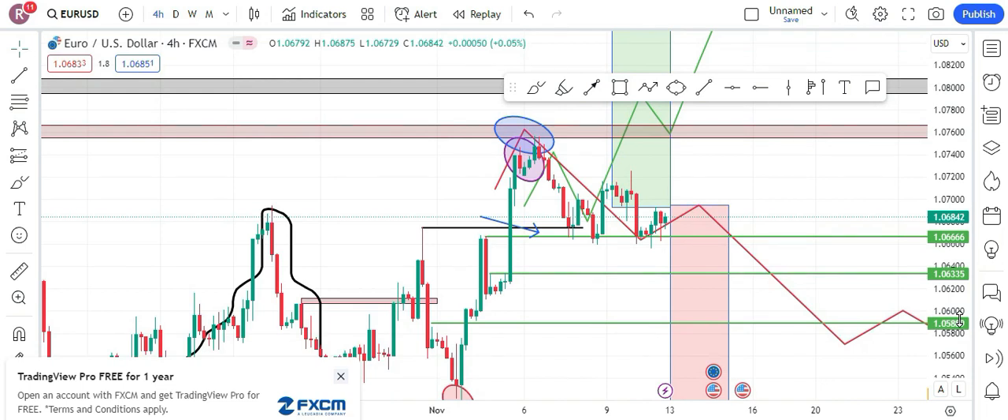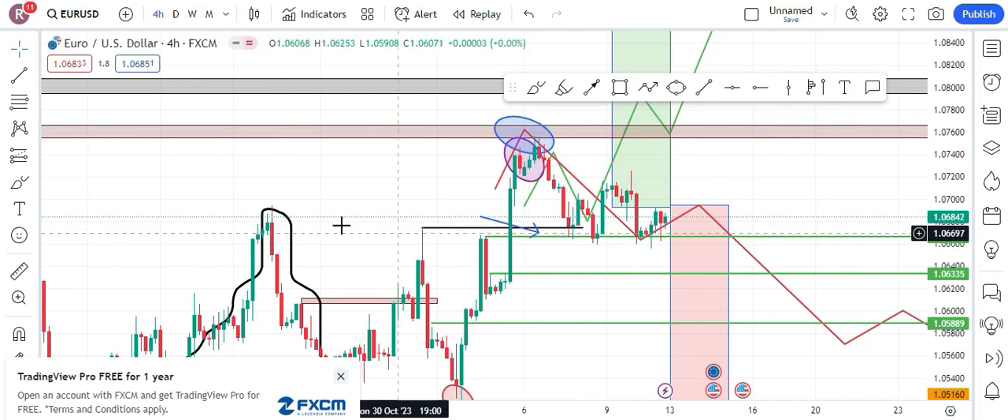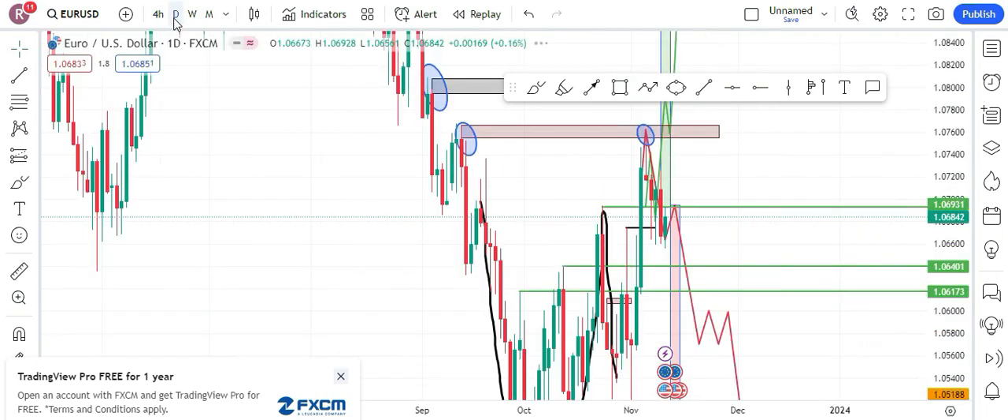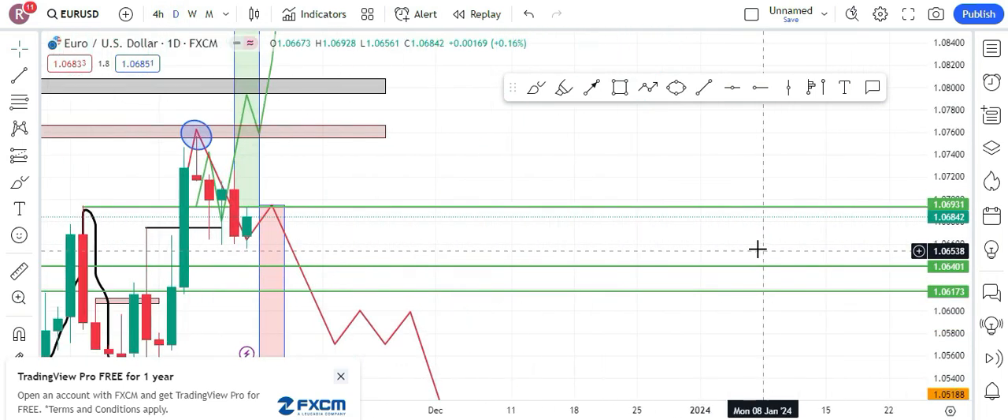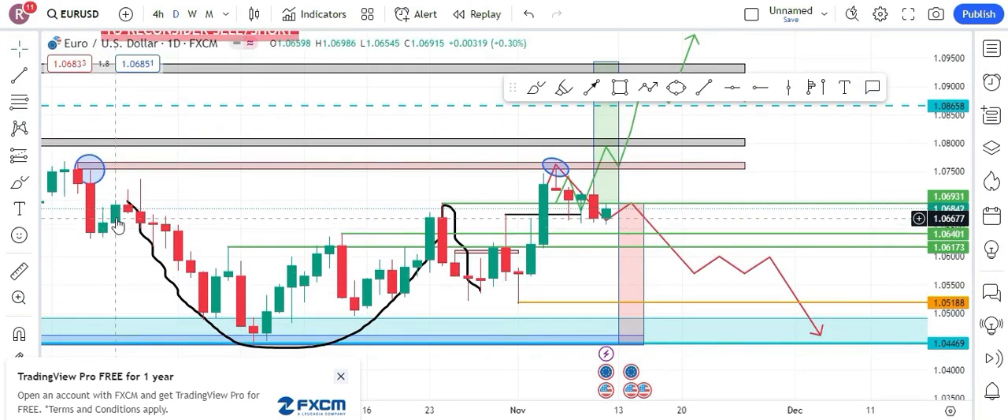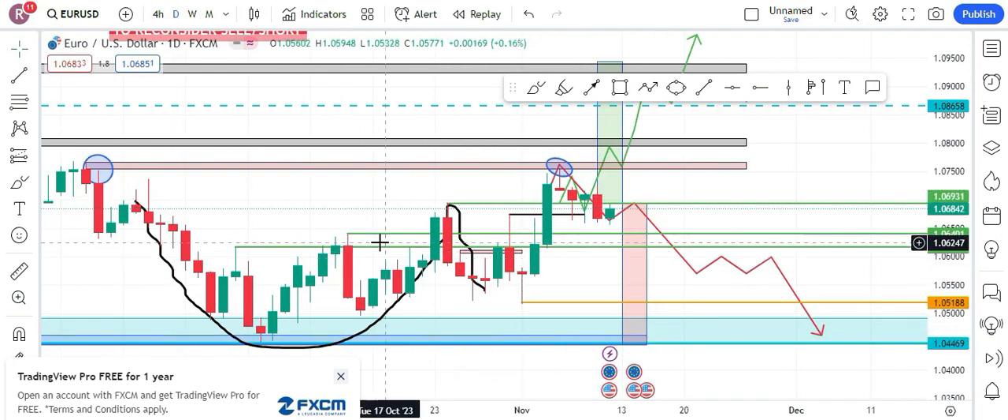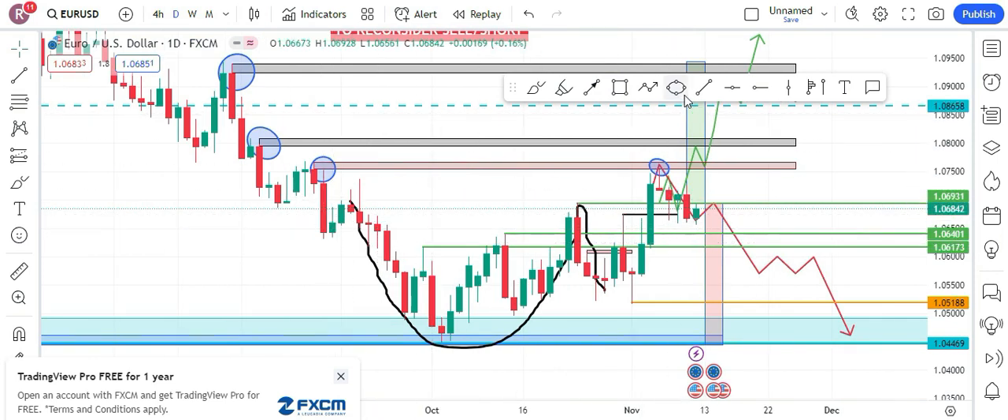there is a new development which I didn't consider, to be honest with you, in the last week, and I should beg your pardon for that. Here, last week, when we drew this cup and handle, I missed that another formation of cup has already taken place, and that one is this one.